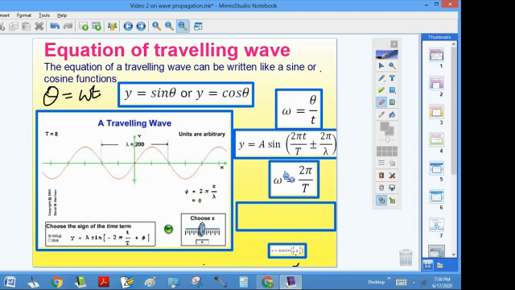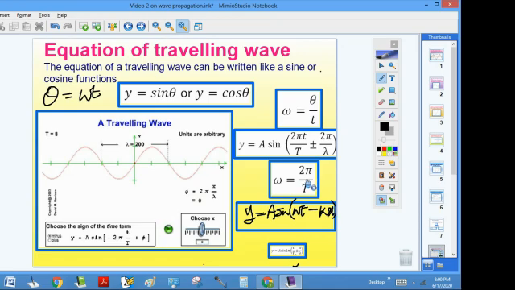When it is given in calculation, we are going to be using this. If I should elaborate further, this is simply y equals A sine(wt minus ks), where A stands for amplitude.